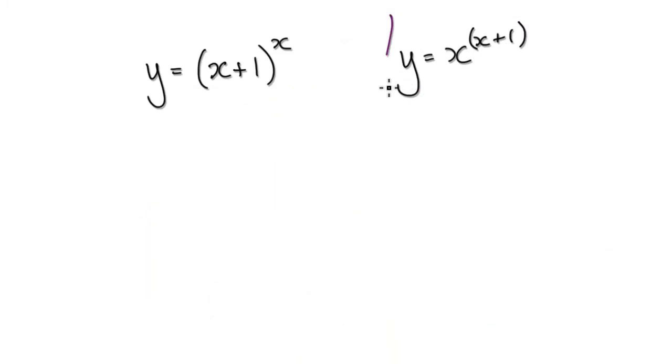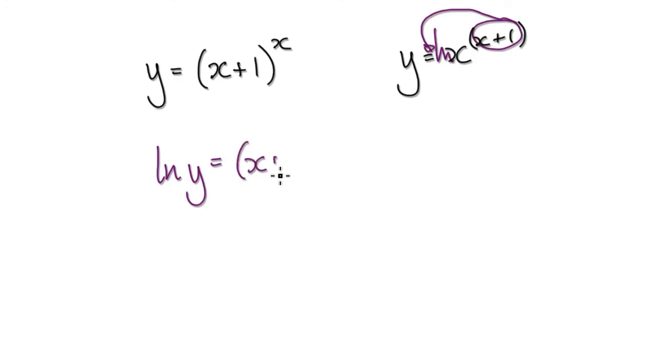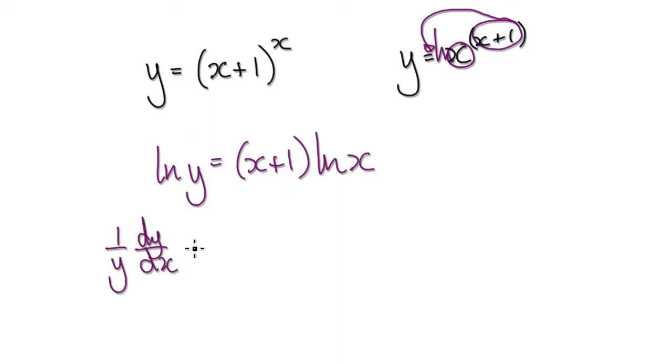So to differentiate this, again, you've got one thing to the power of another thing. So think about log whenever that happens. So log both sides. So that would be natural log of y equals. Remember, when you log this side, this thing here is able to come down. So that would be (x plus 1) natural log of x. So now differentiate. So when you differentiate this, it would be 1 over y dy by dx equals, this is one block, this is another block. So you've got to use a product rule.